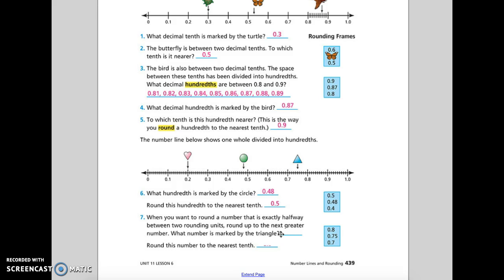Okay, so look at this triangle. And I count over, it's between 7/10 and 8/10, but it would be 7,100, 7,200, 7,300, 7,400, 7,500. It's right in the middle, exactly between 7/10 and 8/10. And when that happens, again, if it's 5 or greater, you round up. So we're going to go ahead and round that one up, even though it's right in between. We're going to round it up.